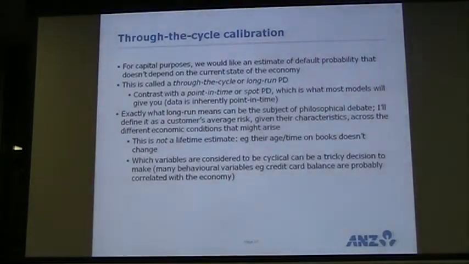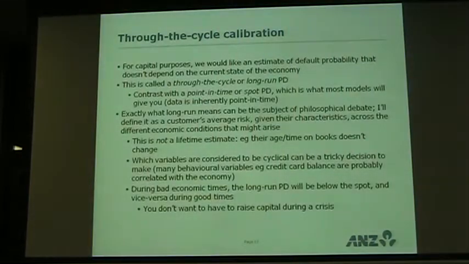Which variables are considered to be cyclical can be kind of tricky, because things like credit card balance might go up and down depending on the cycle. And during bad economic times, the long run PD will be below the spot, and vice versa. This is actually desirable. You don't want to have to raise capital during a crisis. The idea is that you should have raised the capital during the good times, so you don't have to then scramble for money when it's expensive.